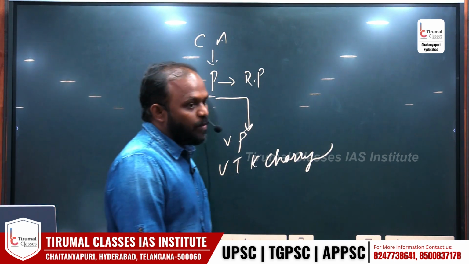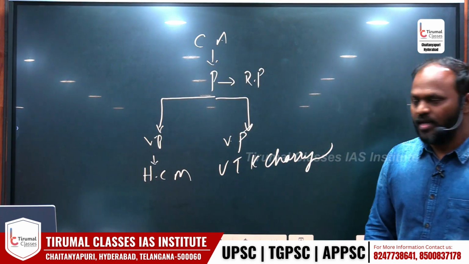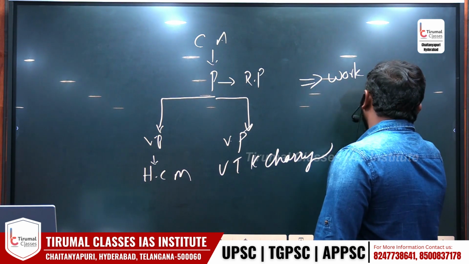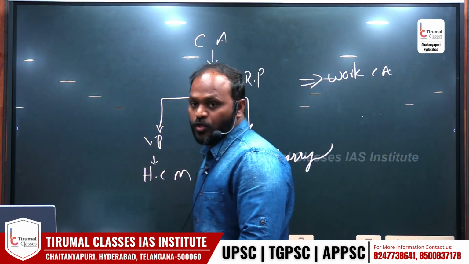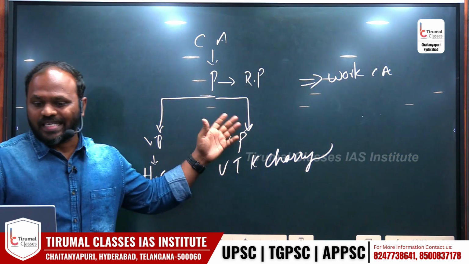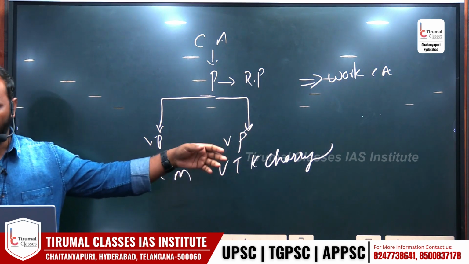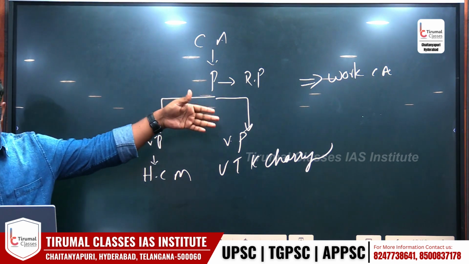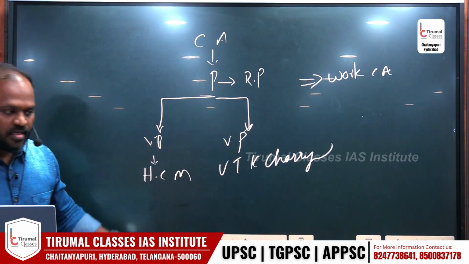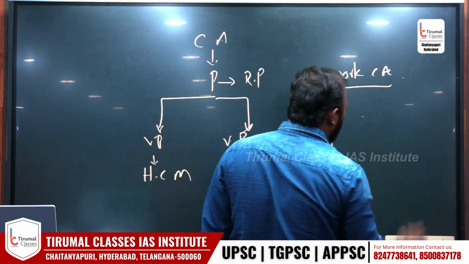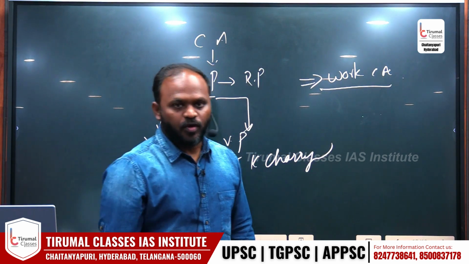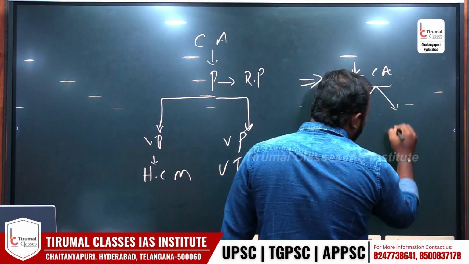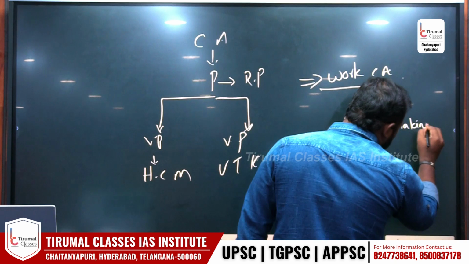This is what is called the composition of Constituent Assembly. But remember, now we need to know what is the work of Constituent Assembly. We discussed how Constituent Assembly was created, how many members were elected or nominated. Okay, na? Like who is the first president and the vice presidents, we have discussed. But my point, what is the work of Constituent Assembly? There are two works of Constituent Assembly. One is administration of India, next one is making of Constitution.